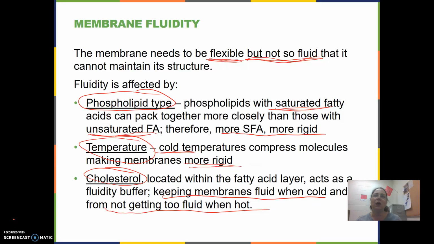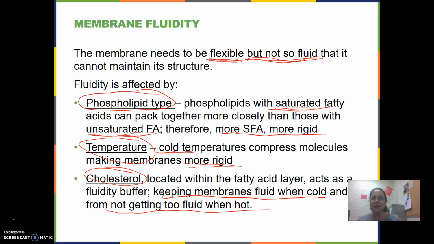Hi everyone, this is part 2 of the Chapter 5 lecture notes, and we had finished this slide, but I think my last few words got cut off. So just making sure you understand the role of cholesterol in the fluidity of the plasma membrane.